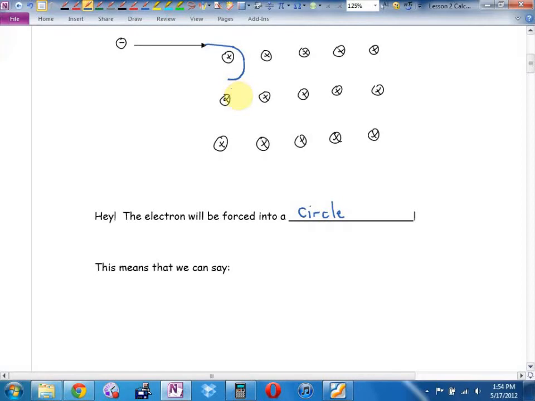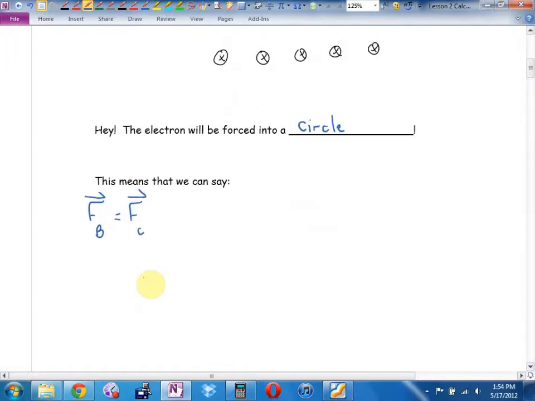And Brendan, what it means is we can say this. The magnetic force must be equal to the circular force because it's moving in a circle. Magnetic force, Justin, we said was QVB. Circular force is MAC, and AC, there were two expressions. The one we're going to be using is the V squared over R, not the 4 pi squared R over T squared.